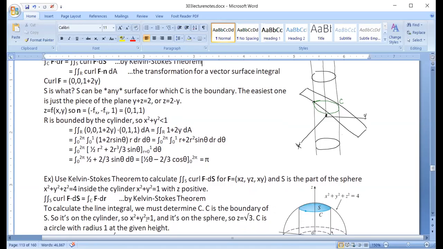So we get x squared plus y squared equals 1, and we're getting z equals rad 3. So that tells you what the shape is. It's a circle at the given height.